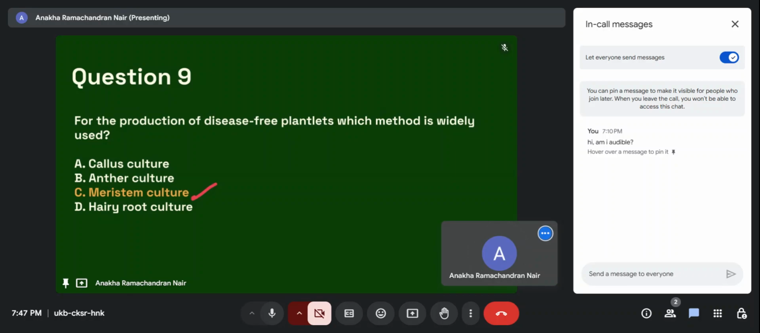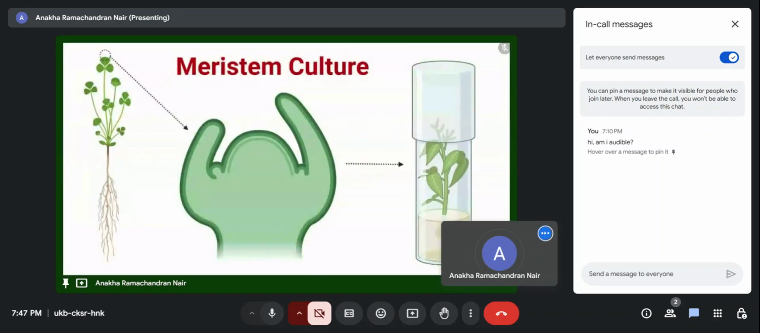So what this involves is you aseptically culture the shoot apical meristem. This is the shoot apical meristem, and this is the leaf primordia, that is, the leaves that are being formed, and in between you have the shoot apical meristem, right? You can also use other meristems, like lateral meristems, but mostly it is the shoot apical meristem that is easily used, and you use this to get disease-free plants.